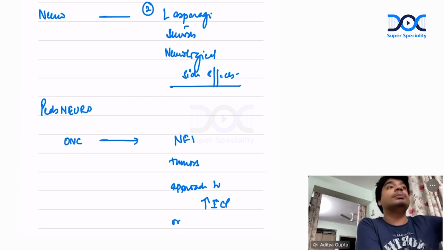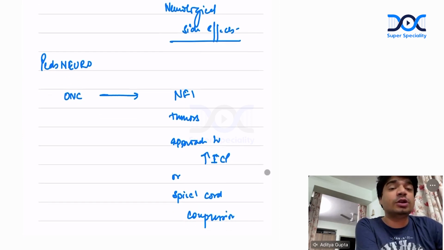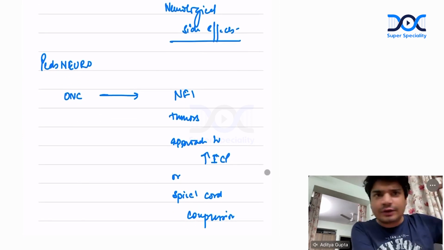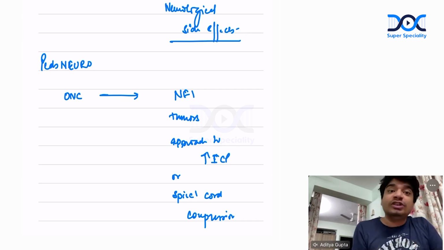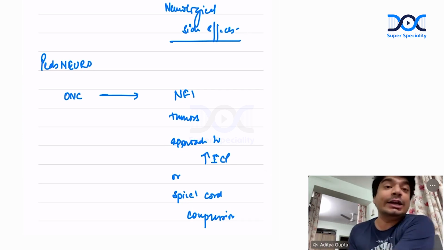They will probably ask you about management of TLS. If you're in peds, they will ask you about the approach to raised ICP occurring because of an intracranial mass, or approach to a spinal cord compression, again an oncological emergency, which requires pediatric neurology expertise.